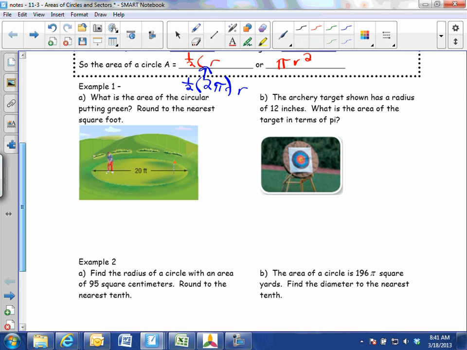Alright, so we found area by using pi r squared. That's important. Alright, example 1 says what is the area of the circular putting green, rounded to the nearest square foot? So in this case, they give us 20 feet. What is that? That's the diameter. But in order to find area, I have to have the radius.